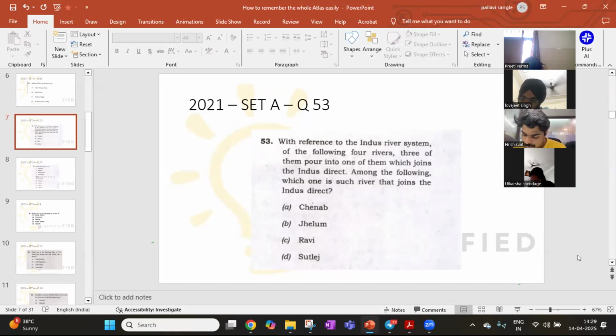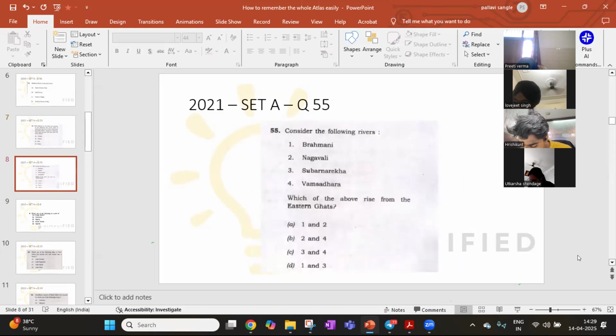Then you come to the right side. You can see Hooghly, then Damodar, Subarna Rekha. There was this question on Subarna Rekha, question number 55, 2021, set A. Okay. Damodar, Subarna Rekha, Brahmani. See the options: Brahmani, Nagavali, Subarna Rekha, Vamsadhara. So Subarna Rekha, then Brahmani, then Mahanadi. Okay, done.